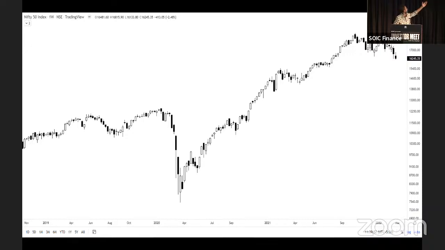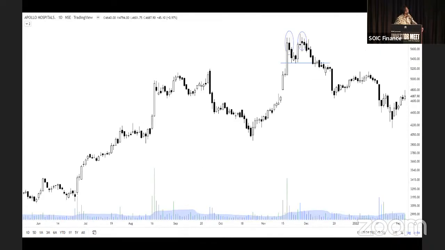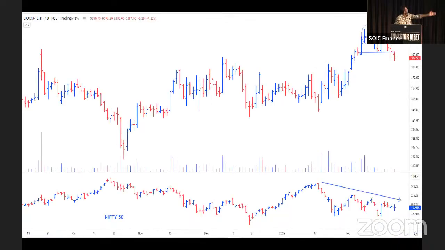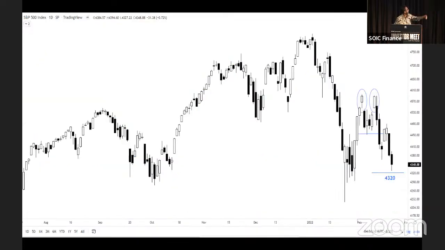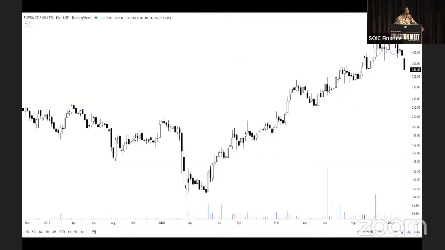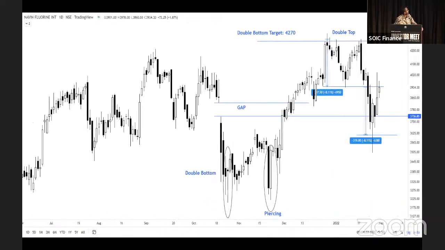This was the Nifty 50 index weekly chart. Apollo Hospital was one. Stock fails back to make new high. Biocon, immediately after it gave an entry, it broke down. S&P 500. Suprajit Engineering was one chart.